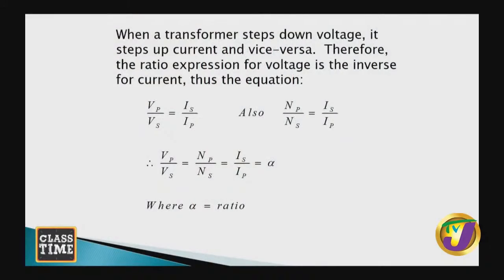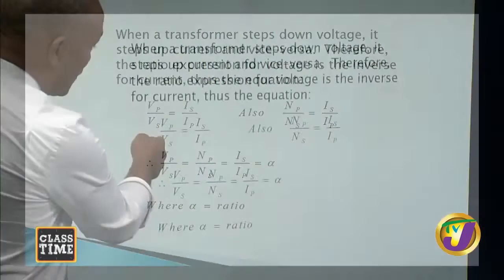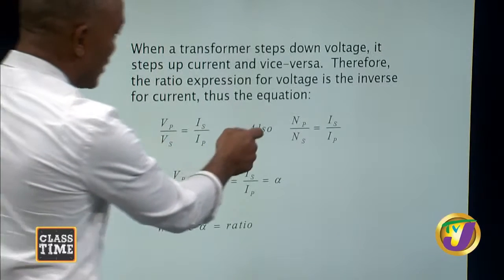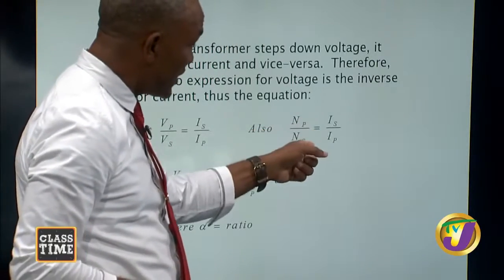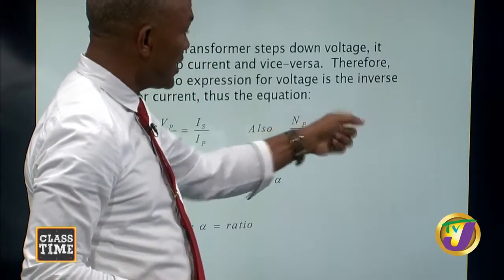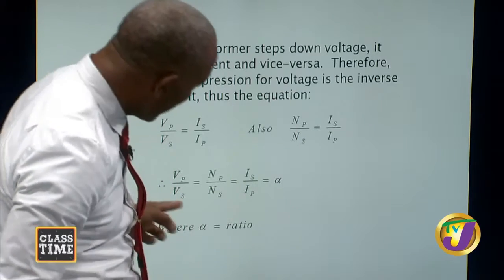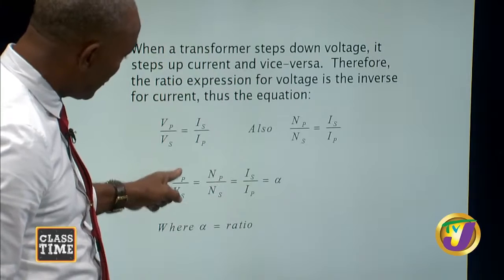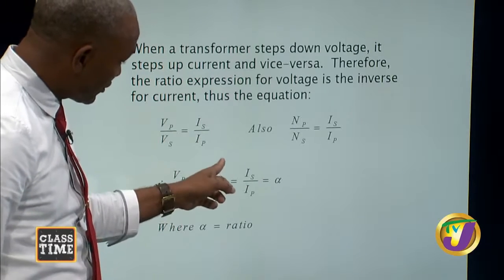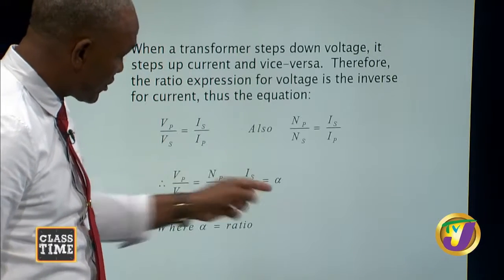Also, remember in the first place we have Vp over Vs is equal to Np over Ns. So I could also write Np over Ns equals Is over Ip. And then everybody equals each other, given ratio. So this is your voltage ratio, this is your turns ratio, and this is your current ratio.